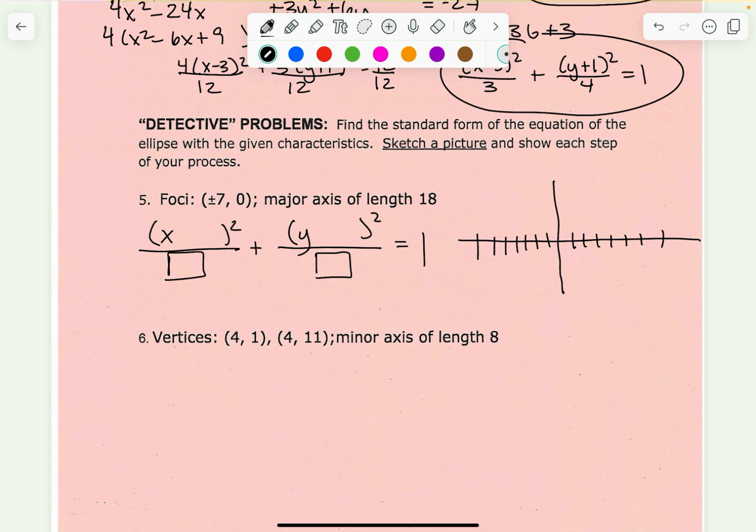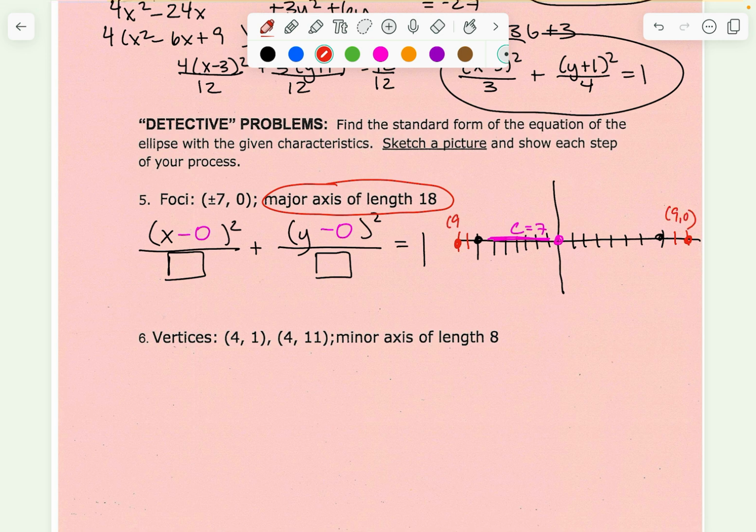1, 2, 3, 4, 5, 6, 7. Those are your foci. All right, so what that tells us is that the center is at 0, 0, because that would be the midpoint. This also tells us what c is. c is 7. Our other hint is that our major axis is a length of 18. Your foci are on the major axis. So our major axis is forward 9 and backward 9. 9, 0, negative 9, 0, which means that under the x's goes an 81 because a is equal to 9.